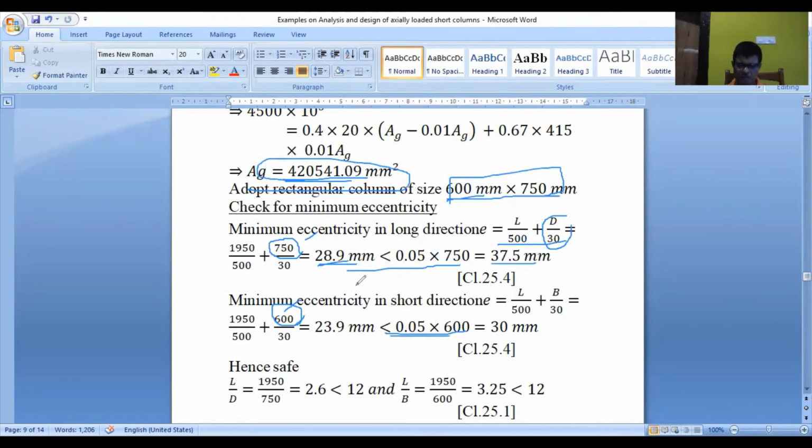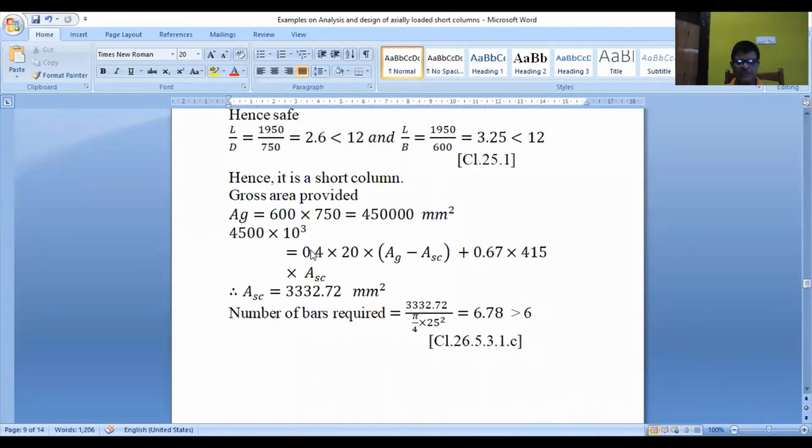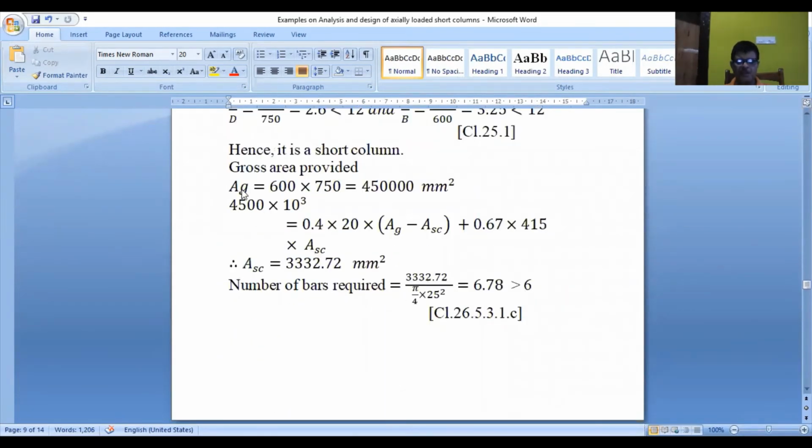And also once you check the minimum eccentricity, you have to check this L by D value. L by D value and L by B value, they are also coming less than 12. So this confirms it is a short column and satisfy the minimum eccentricity criteria. So now you can calculate the value of steel. Okay. Again, go to the same formula. The gross area will be 600 into 750 and the load is 4500 into 10 to the power 3.